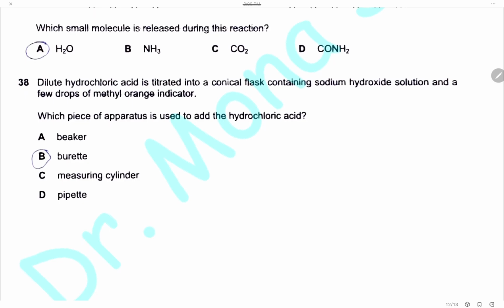Question 38. Dilute hydrochloric acid is titrated into a conical flask containing sodium hydroxide solution and a few drops of methyl orange indicator. So we will have sodium hydroxide in the flask and of course the hydrochloric acid will be in the burette. So the answer is B.